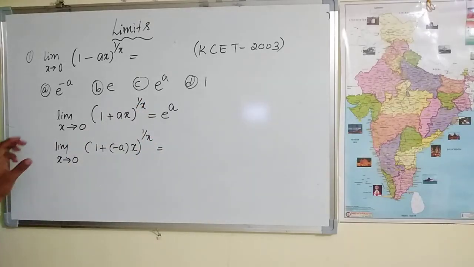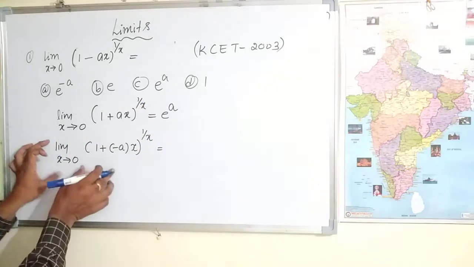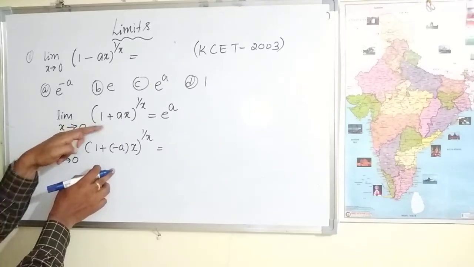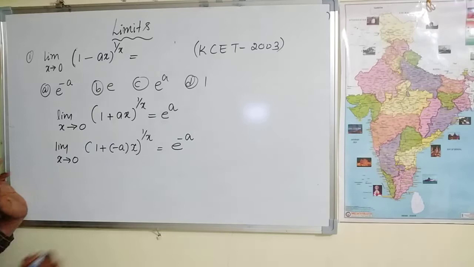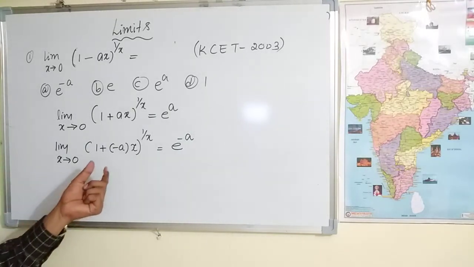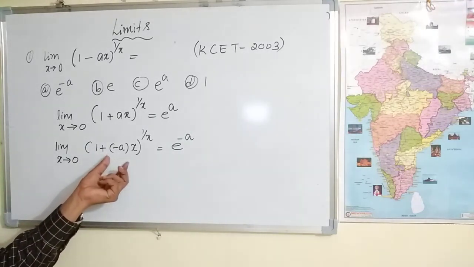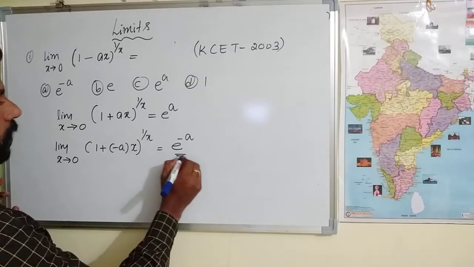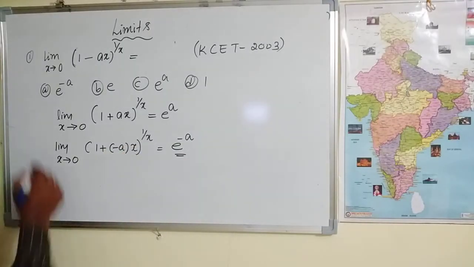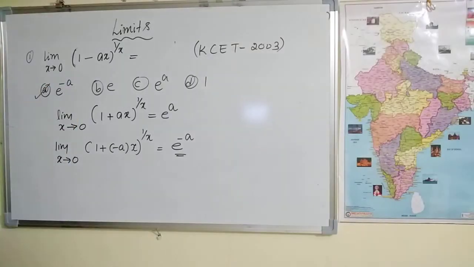Now compare this with the standard result, we get e to the power minus a. See, here we have minus a in the place of a. Here we get the result e to the power minus a. Option A is correct.